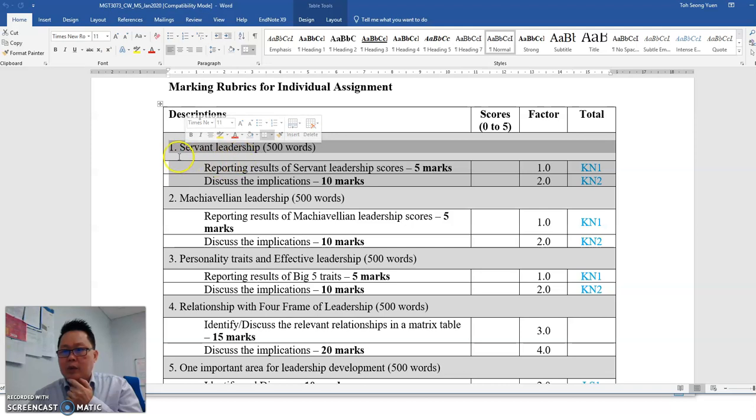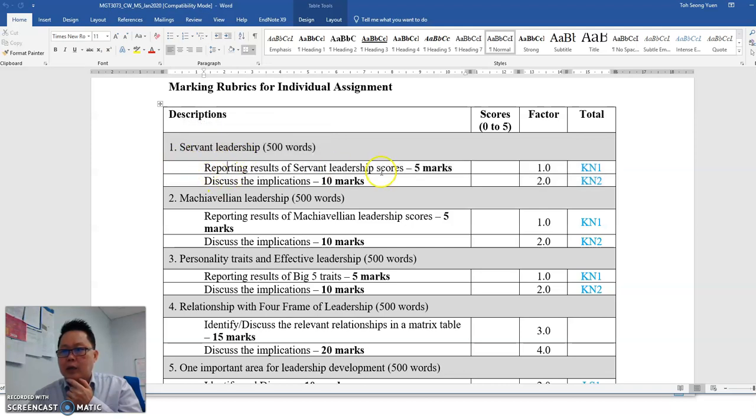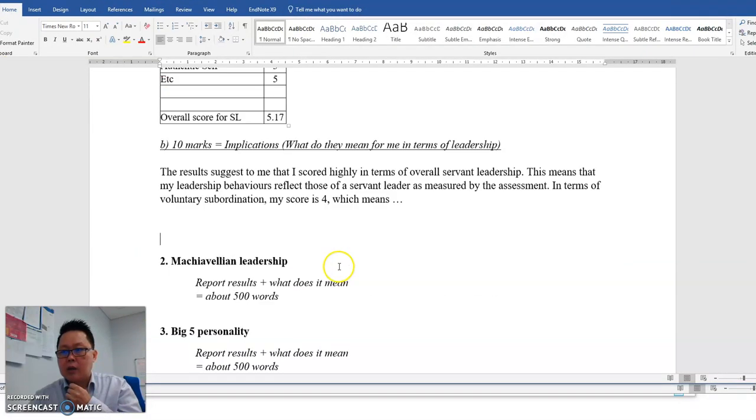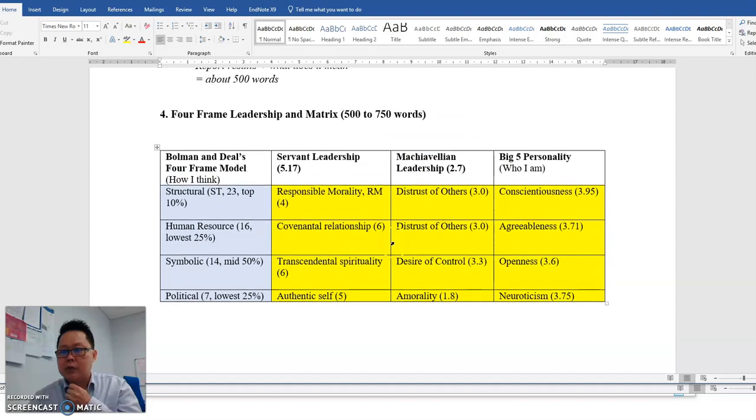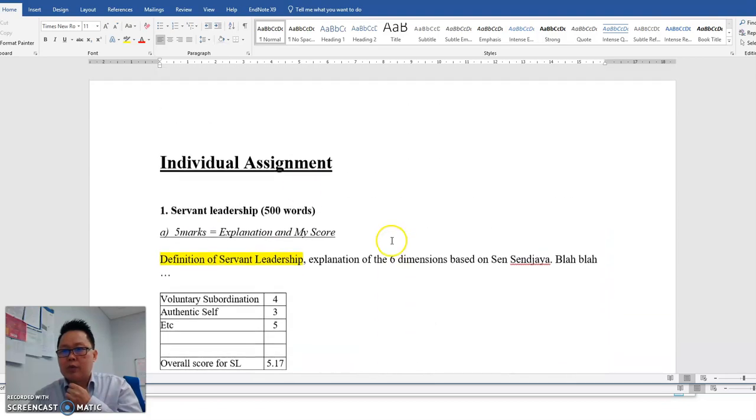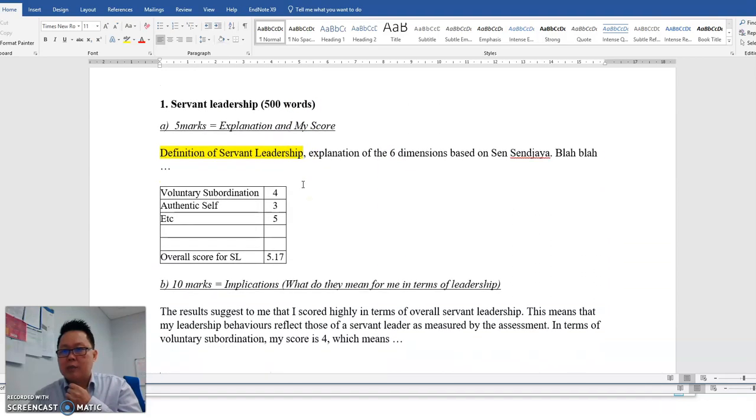Servant leadership, section 1. Here there are two sections where the marks are awarded. The first section is on the reporting of results, and the second section is on the implication of those results. So if you refer back to the document that I've been using with you for the few sessions, let me move to servant leadership. This is an example of what the two sections are, 5 marks.